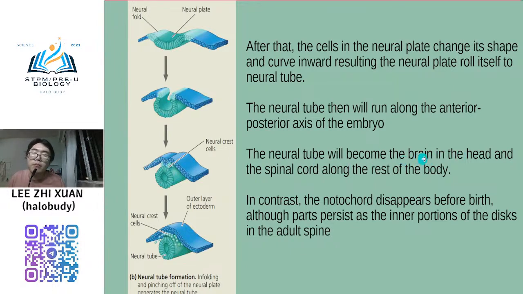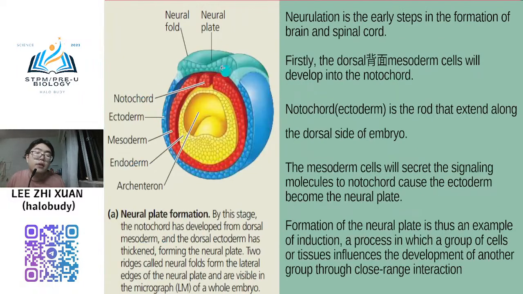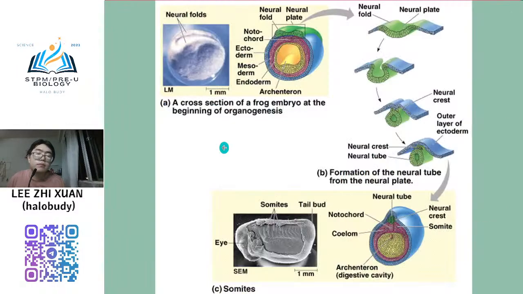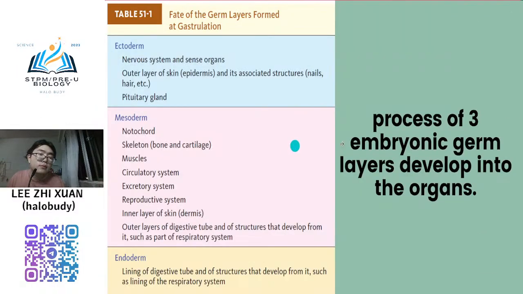that forms the brain. So the neural tube comes from where? From the neural plate. Neural plate comes from where? Neural plate comes from where? Comes from the ectoderm. Ectoderm. Okay.